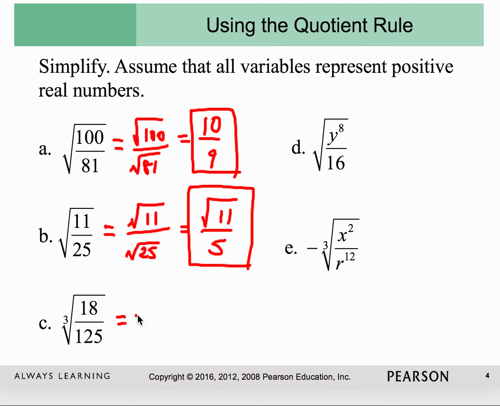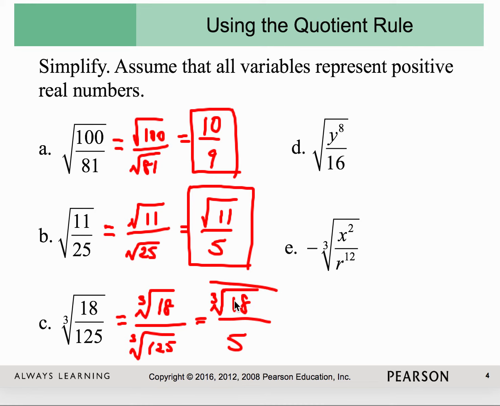Okay, this one's going to be the cube root of 18 over the cube root of 125. And hey, the cube root of 125 is 5. So the cube root of 18, I can't simplify that any farther. But the 5 I can.